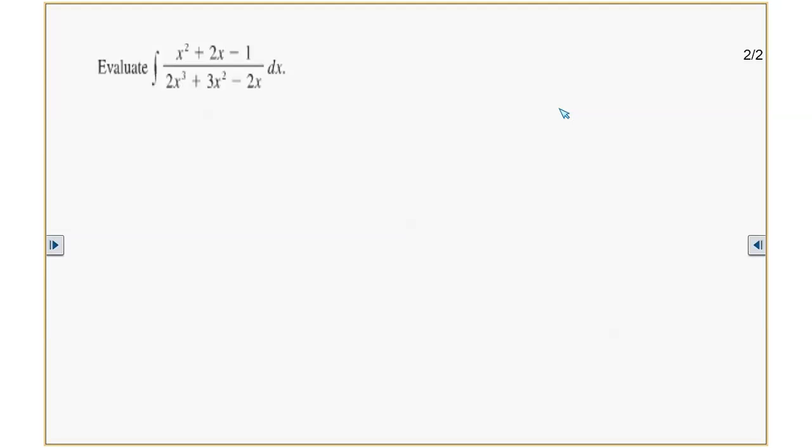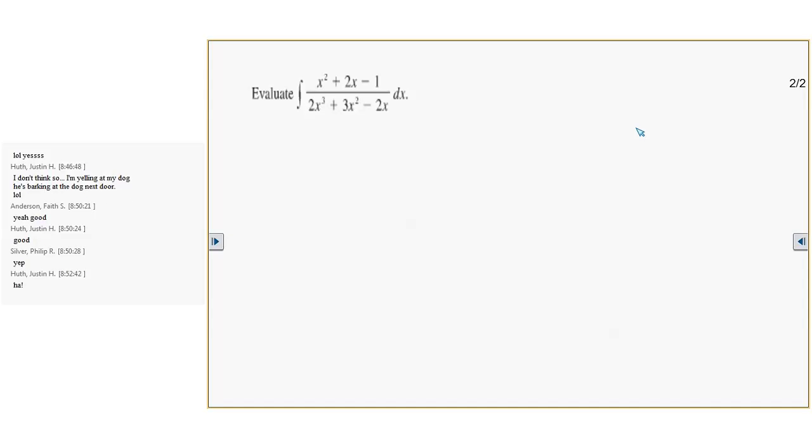Mr. Huth, tell everybody how to do this one. I'll get Annabelle to tell you how to do it, but she just got her Candy 1000 this morning.